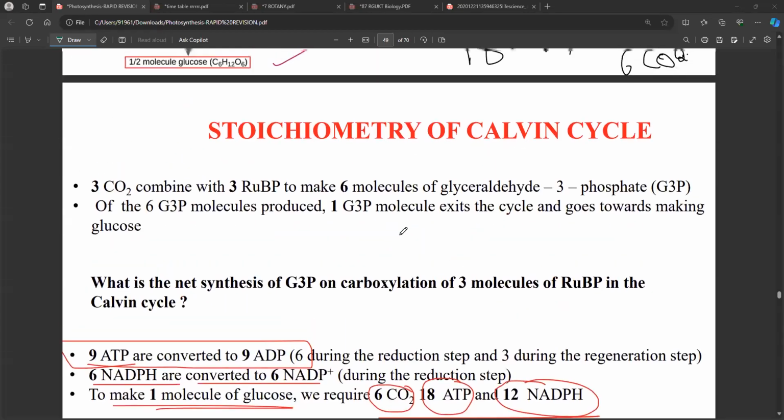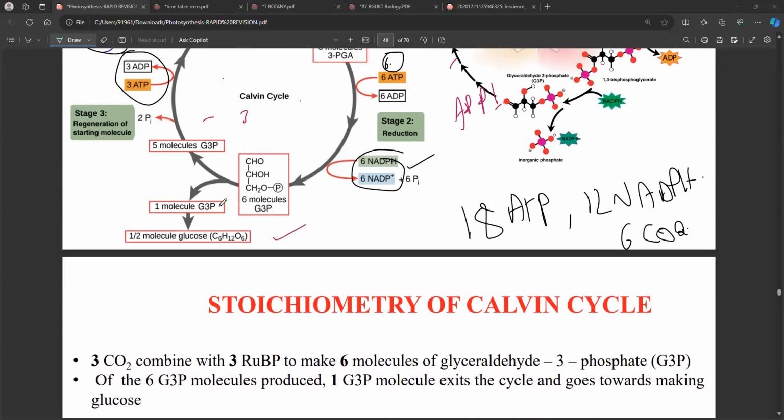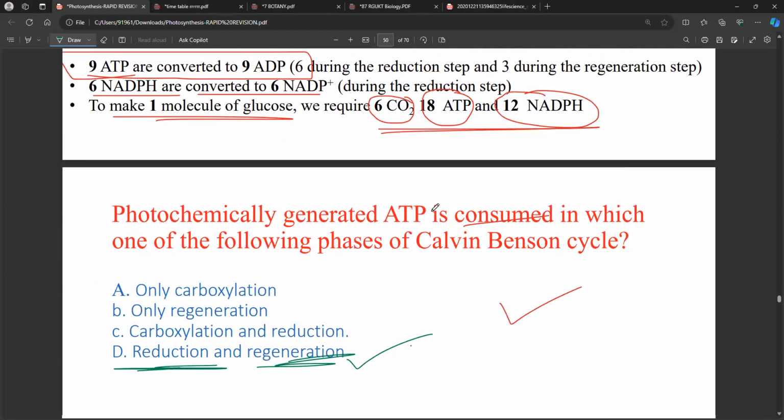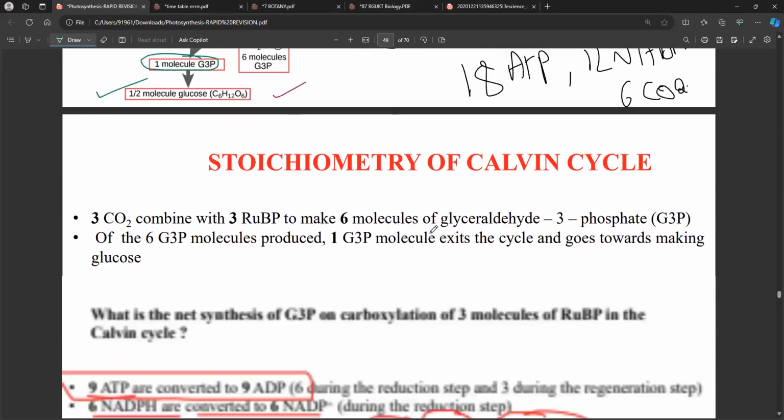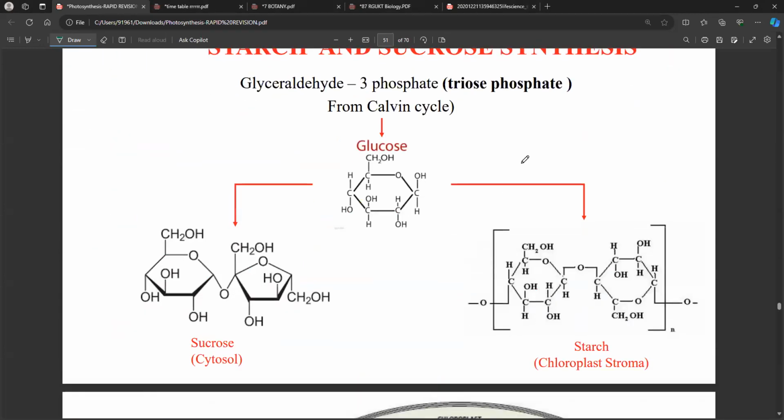I want you to understand here. All the students focus. Out of 6 molecules of G3P, we studied that only 1 molecule of G3P comes out of the cycle and produces half glucose. That is true. But what is the fate of this particular glucose? Every student knows very well, in the case of a plant, the sugars can be continuously transported through the phloem to all parts of the body.